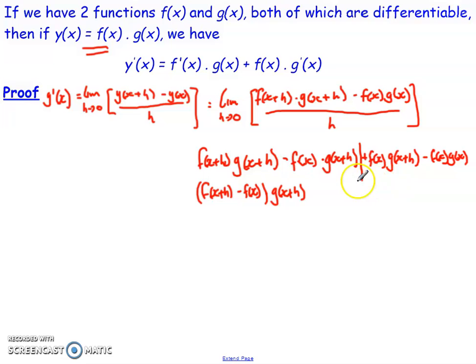And in this side here, f of x is a common factor, so same idea. I'll end up with g of x plus h, take away g of x, all of that times f of x.